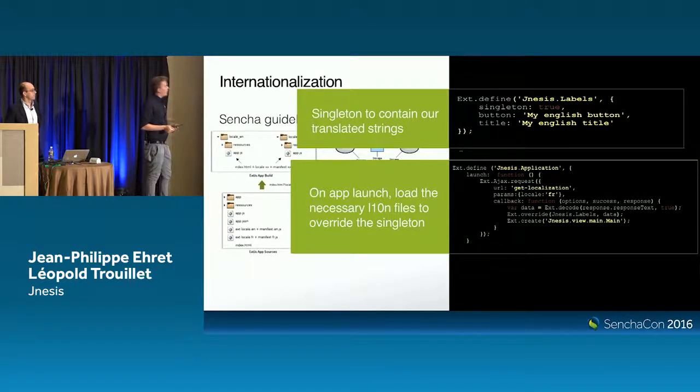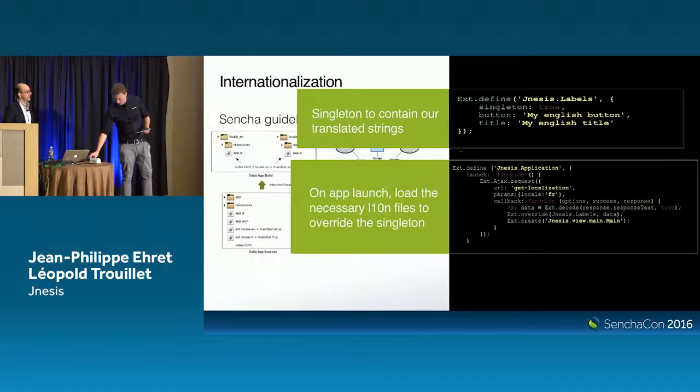And when you get it, you just override. I will show you. It's here. You override Jnesis.labels with the data. So the JSON data that you will get will have the same structure as that, and you just have to override your singleton. So every string in that singleton will be replaced by the string translated in the right language. Does everybody understand so far? Okay, thanks.